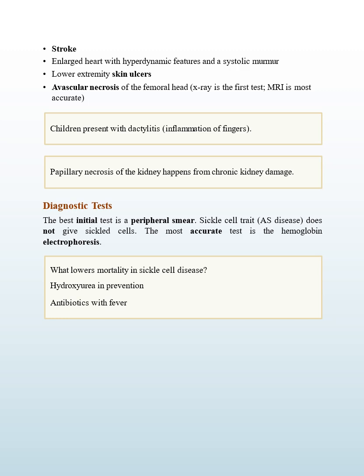Diagnostic tests for sickle cell anemia. The best test is peripheral smear. If we have a sickle cell trait or HE disease, this does not give sickle cells. The most accurate test in hemoglobin is the hemoglobin electrophoresis.